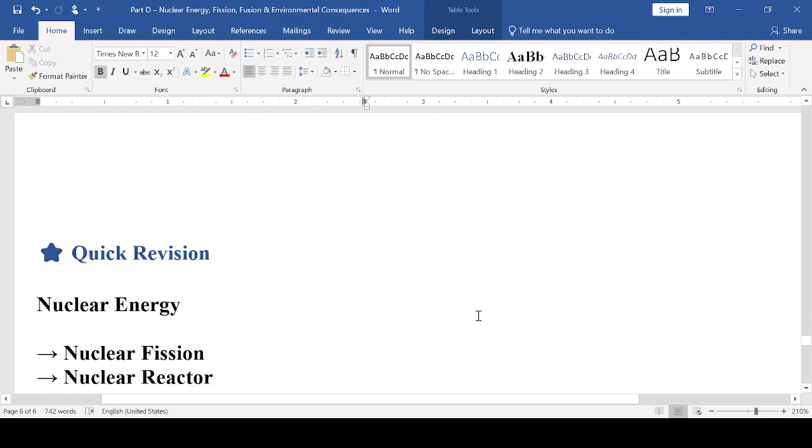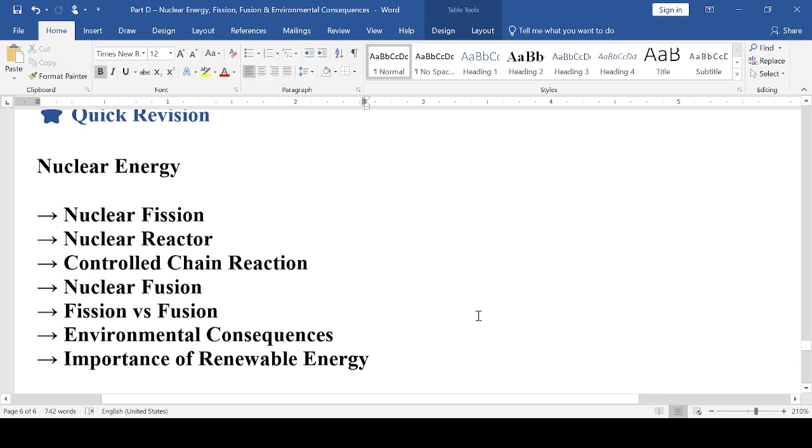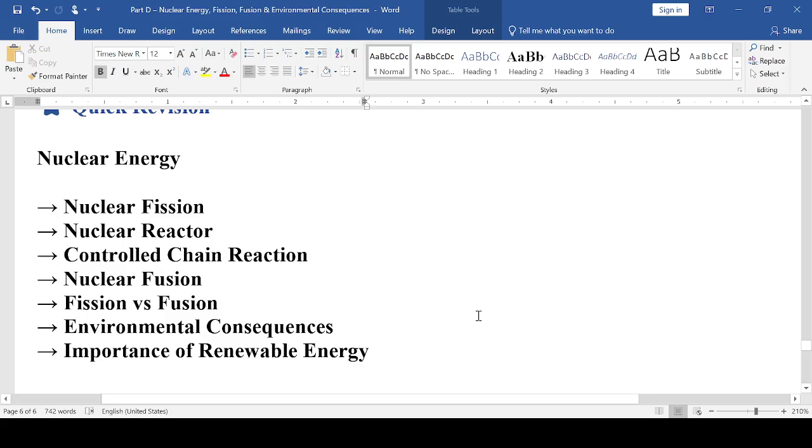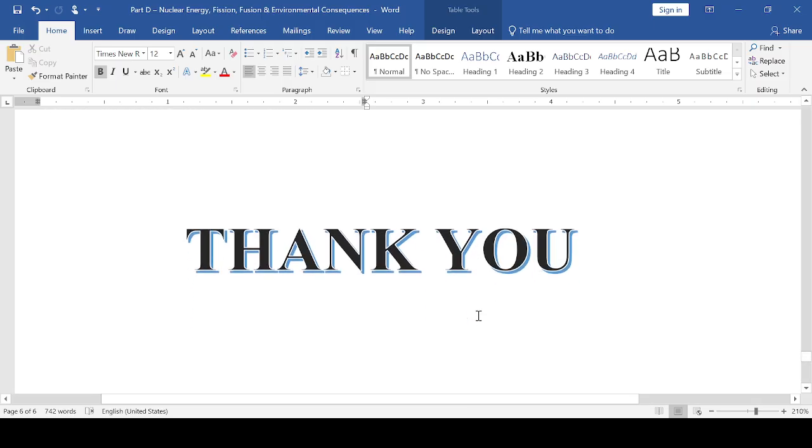Hope you understood, students. A quick revision regarding nuclear energy. You have nuclear fission, nuclear reactor, controlled chain reaction, nuclear fusion, fission versus fusion, environmental consequences, importance of renewable energy.